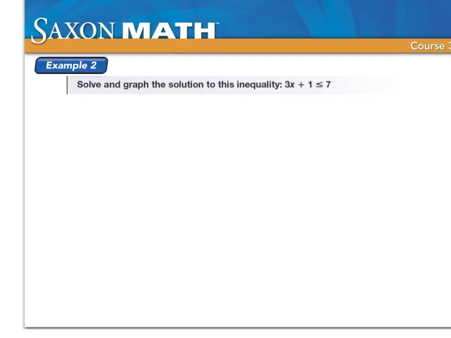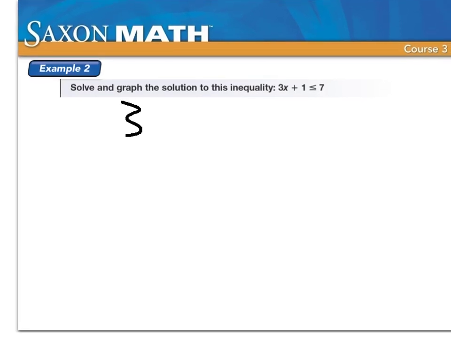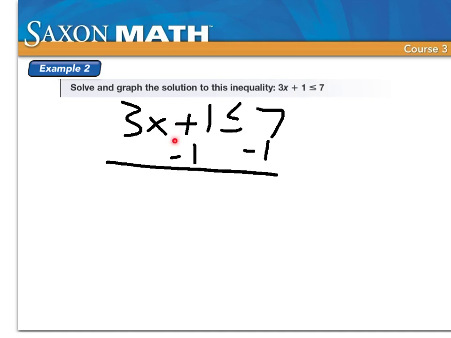First thing I'm going to do is rewrite the inequality. And we're going to first solve this just like we did equations. So I need to get the x term all by itself first. I don't need to change the adding because this is already adding. There's no like terms to combine, nothing like that. No distributing. So I go to get the x term by itself. I'm going to do that by putting a negative 1 on both sides because 1 minus 1 is 0, so that cancels. And 7 minus 1 is 6.